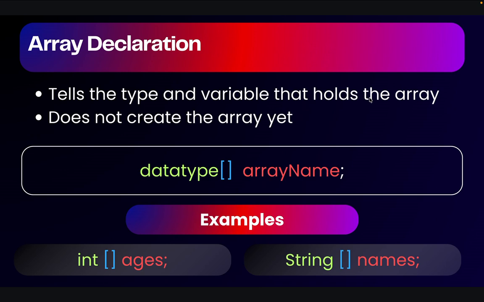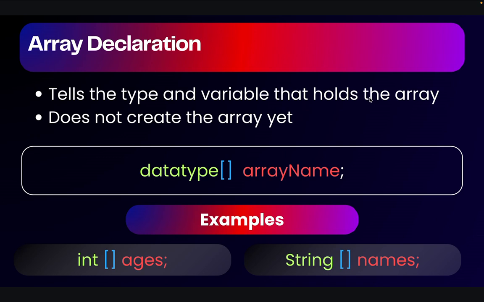So first, declaring an array. This is when you're going to tell the type or the data type and the variable name that is going to hold the array. But this does not mean that you're creating the array. It's just basically, let's think of it as a placeholder. So you're basically saying, hey, here's the data type that I want to store, and this is going to be the name of this container or this array container that these data types are going to live in.